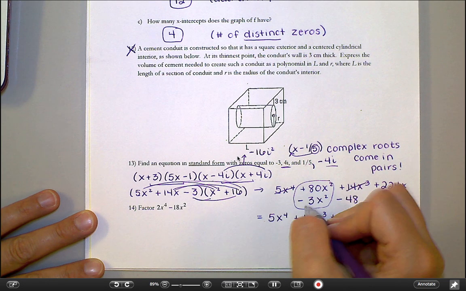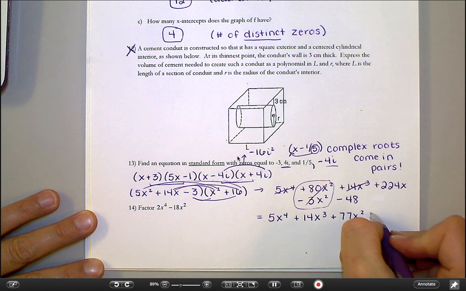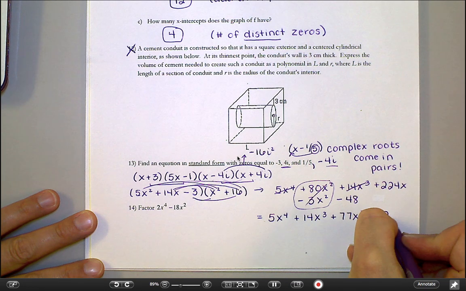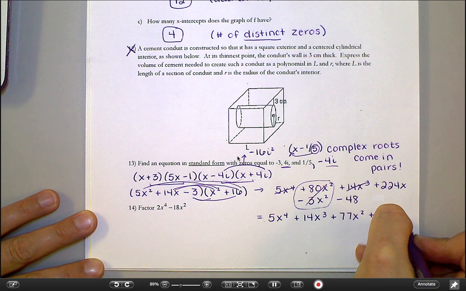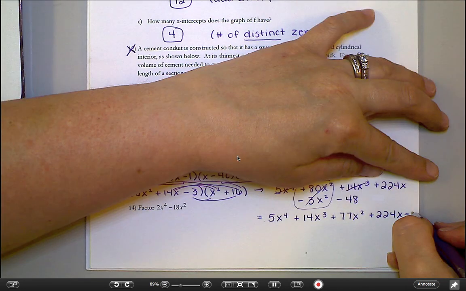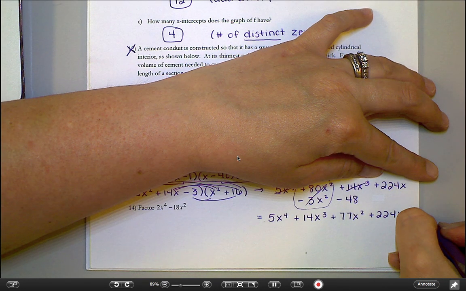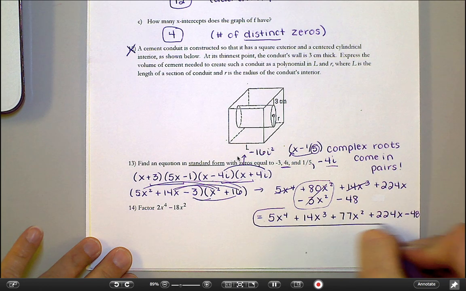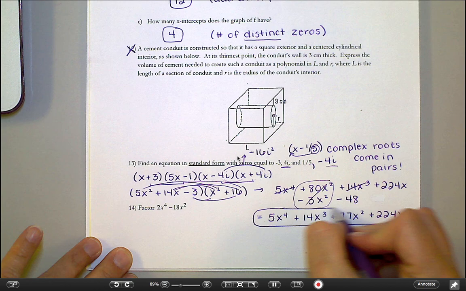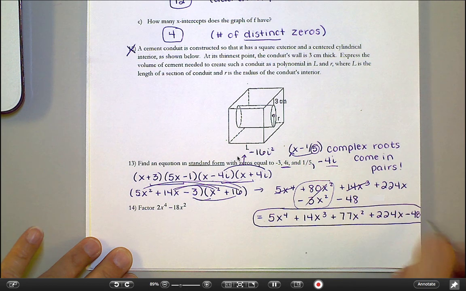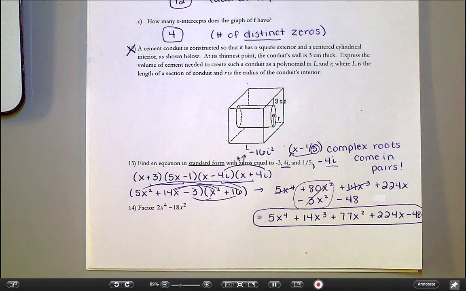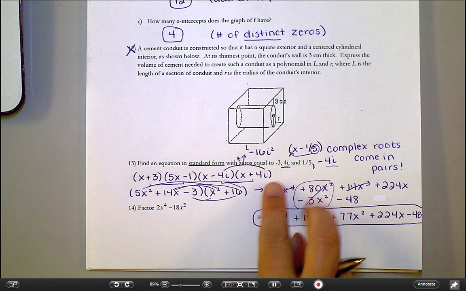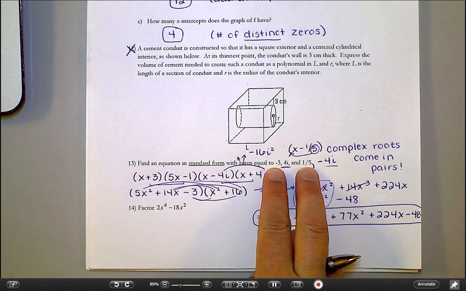Here's my x, 224x, and then minus 48 down here at the end. And that would be my equation in standard form. And if you wanted to check it, you could graph this thing. I don't really want to take the time to type all that in right now. I could graph this thing and check to see that it crosses at these. Well, you're going to be able to see these two, the negative 3 and the 1/5. You won't be able to see the imaginary ones.